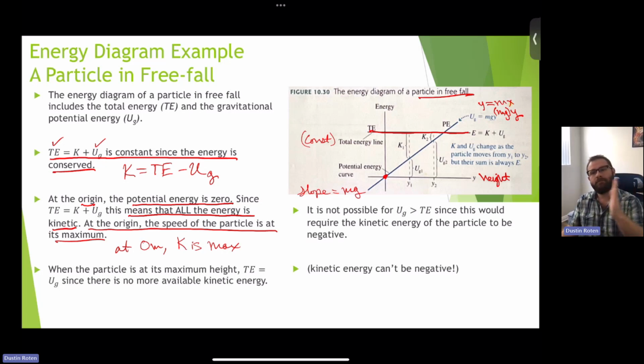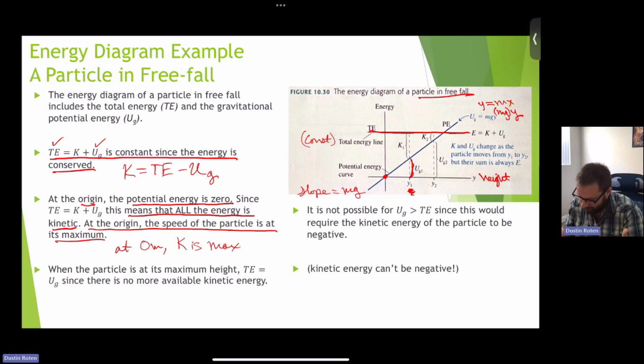Okay, now as this object moves up, since it has this maximum velocity, maybe it's heading straight up. As this thing heads straight up, notice what happens. Over here, let's say at y1 on the plot, we have a little bit of height now. That means we've gained a little bit of gravitational potential energy. But remember, it's still moving, so it still has some kinetic energy.